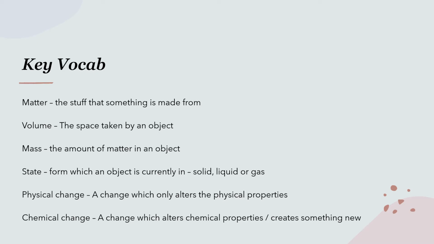For the state, well, the state is the form which an object is currently in. So it could be a solid or a liquid or a gas. For physical change, this is when an object changes in the physical appearance, the physical properties only. A chemical change is a change which alters the chemical properties, that creates new compounds. Pause the recording now and write down this key vocabulary.